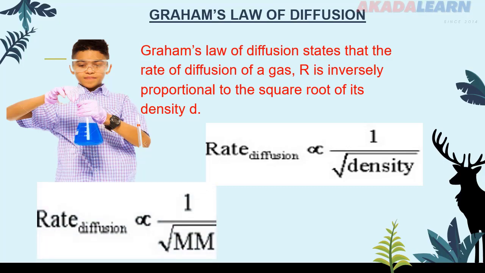Or you can say rate is inversely proportional to square root of molar mass, because density and molar mass have been found to be directly proportional to themselves. They are directly equal to themselves. So if density is increasing, molar mass is increasing. If molar mass is increasing, density is increasing. They are roughly the same thing.